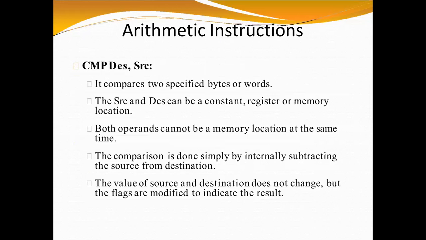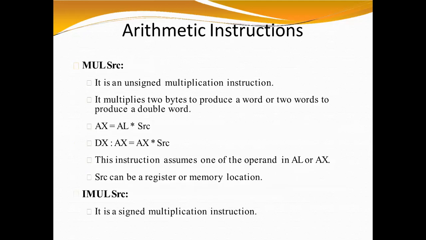CMP compares the specified source and destination, which can be a constant, register or memory location, but cannot both be memory locations at the same time. The comparison is done simply by internally subtracting the source from the destination. The values of the source and destination do not change, but the flags are modified to indicate the result. Next are the multiplication and division instructions.